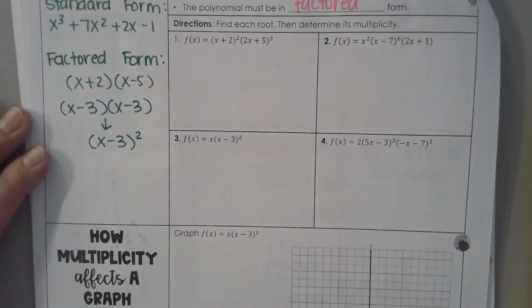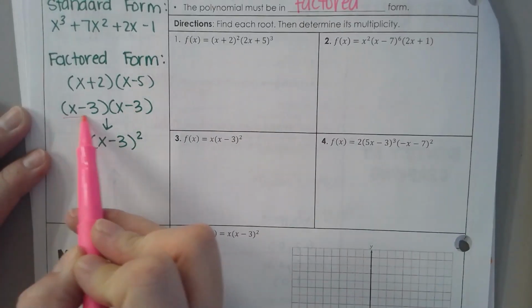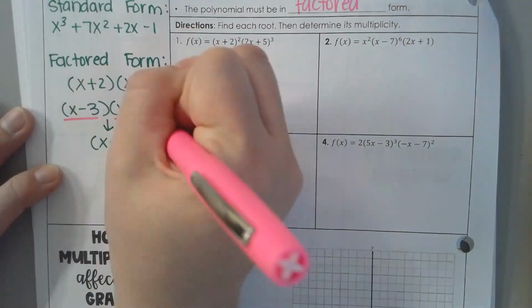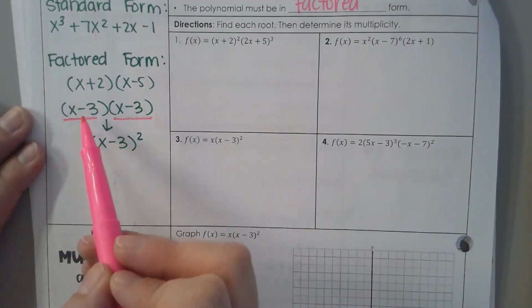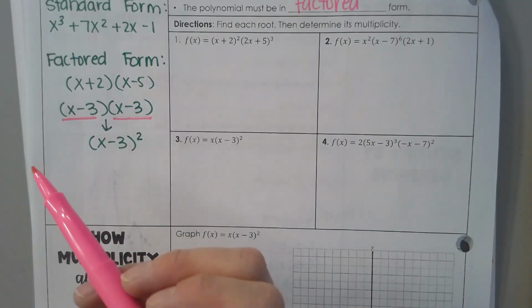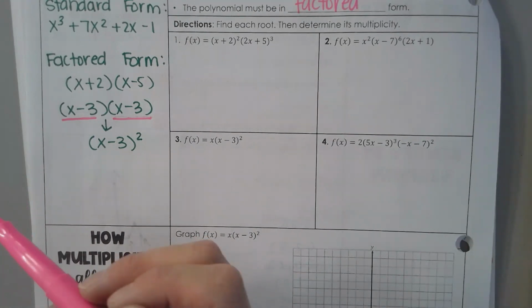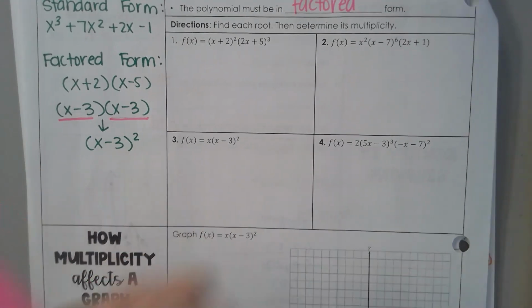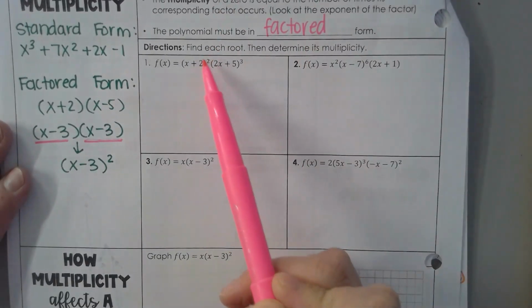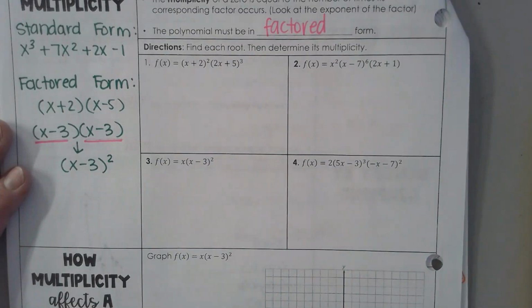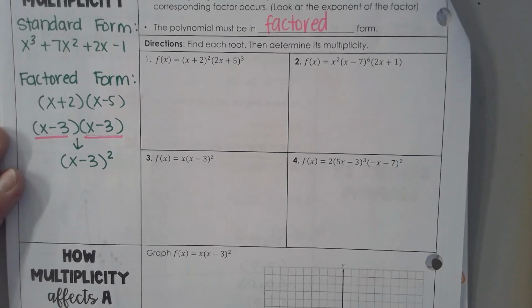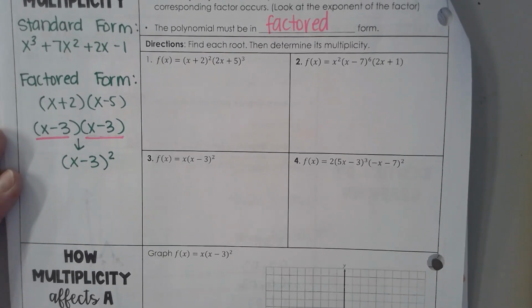So the multiplicity is talking about how many times I have a specific factor. So over here, I had both of these factors as x minus 3. I had 2 of them. So my multiplicity was 2 because I had that factor 2 times. So when we start talking about the multiplicity, we're going to be looking at the exponent. That tells us how many times we have that factor. And then in a few minutes, I'll show you what the multiplicity actually means for the graph.